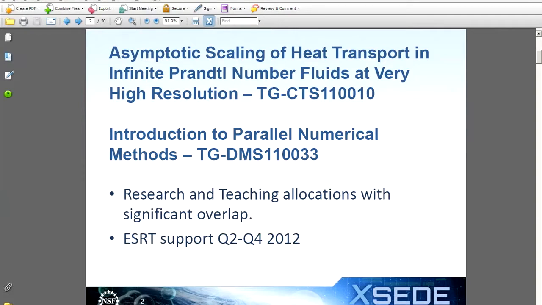So these are the two projects. There was a research-based project up at the top there having to do with some DiffyQ solvers, and then there was a teaching project for a class that they were putting together for that.